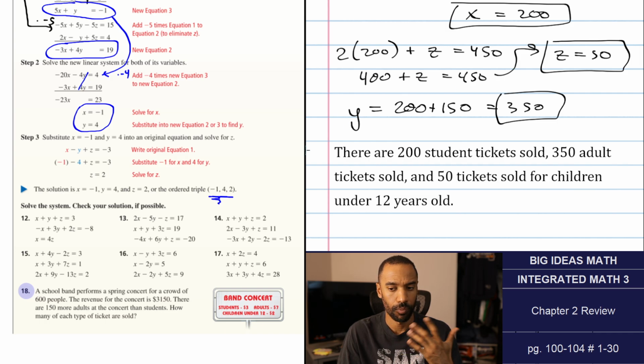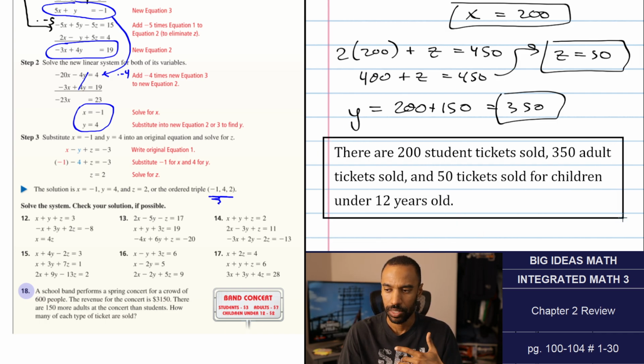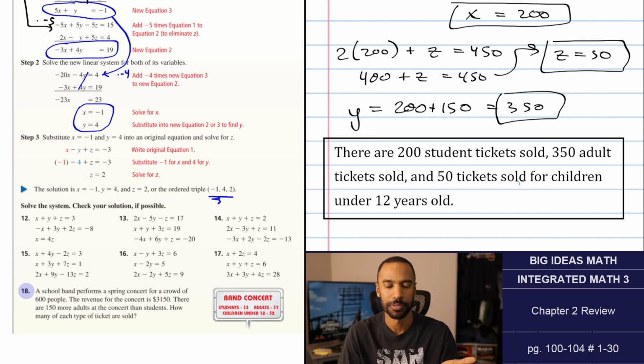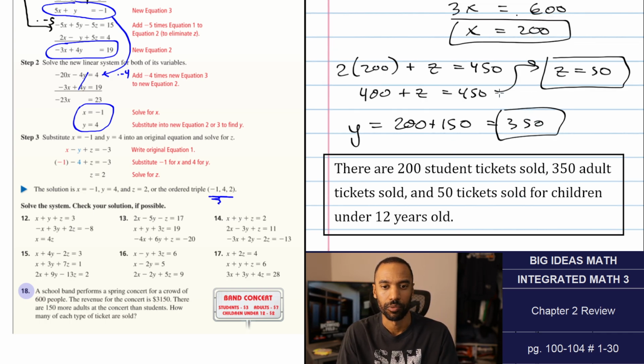Those should add to 600 with the prices in mind. They should add to $3,150. And apparently there are 150 more adults than there are students, which is kind of the way I got that last number. All right, that's number 18. That is for that section.